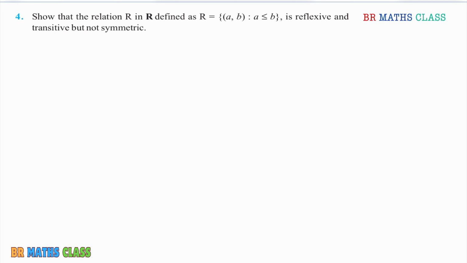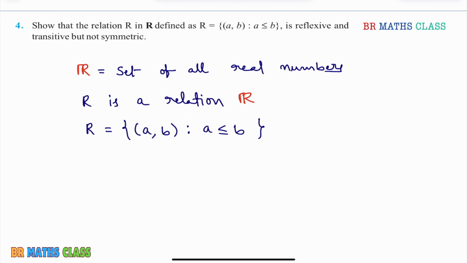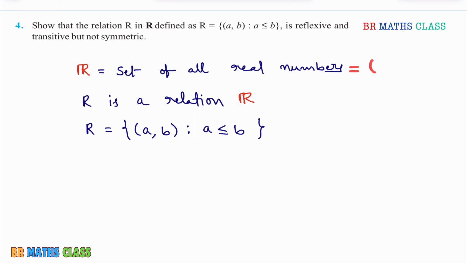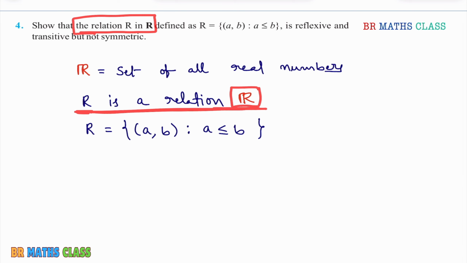As usual, for all the 3 problems we have done till now in this exercise, we wrote 3 points in the beginning. I'll write those 3 points here. You observe they gave this relation on the set of all real numbers. So first I write what the given set is. Given set is the set of all real numbers. You know what real numbers are. Any number between minus infinity and plus infinity is known as a real number. And the second point is the relation R in R. That means R is a relation on the set of all real numbers.